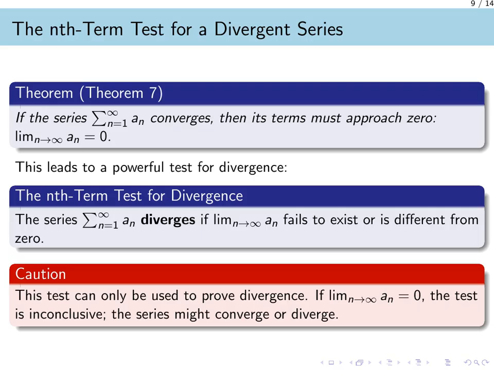If you find that the limit of the terms does equal 0, this test tells you nothing at all. The series might converge, or it might still diverge. In that case, the test is inconclusive, and you must use a different method. So think of this as a preliminary check. If the terms do not approach 0, the series diverges.